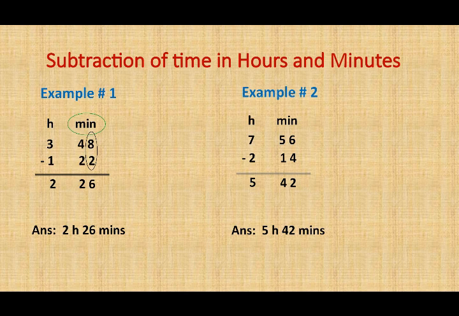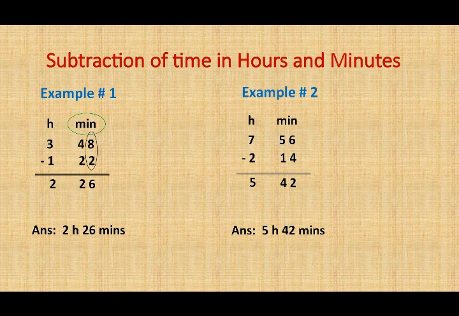So you already know that. We start subtracting from the right hand side, that is the minutes. So 8 minus 2 will give you 6. 4 minus 2 gives you 2. So you have 26 minutes. And now moving on to the hours. 3 minus 1 is 2. So your answer is 2 hours and 26 minutes.